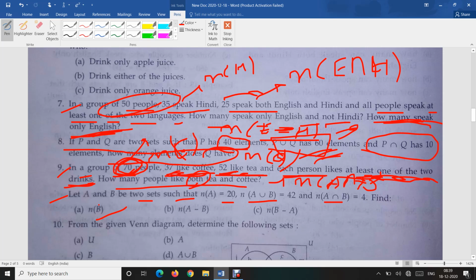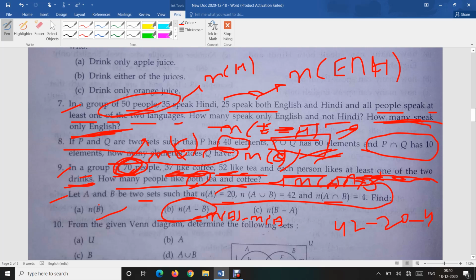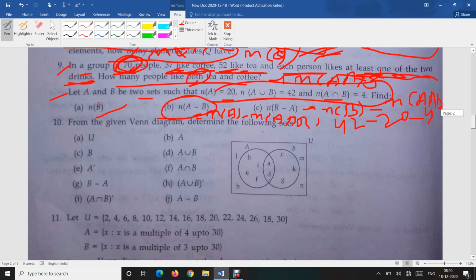That means first of all you have to find n of B from here, and it will be 42 minus 20 minus 4. For n of A minus B, the formula is n of A minus n of A intersection B. This time n of B minus A, the formula is n of B minus n of A intersection B. You have to apply this formula. These questions are similar, so you have to try these questions by yourself.